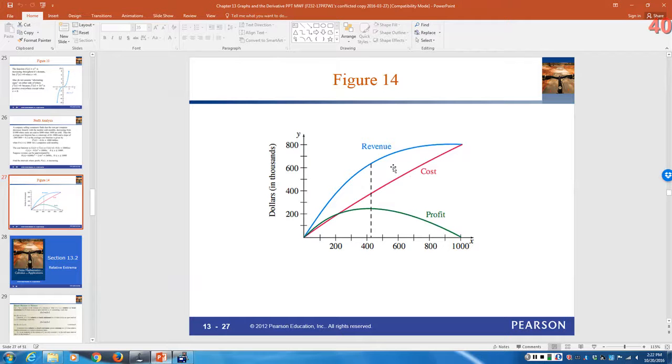Now, this is a different situation, different equations. This is also possible. You could have a linear cost function, a quadratic revenue function, and you could then have a quadratic or maybe even a cubic profit function, but here your maximum profit doesn't happen at the highest number that you make.